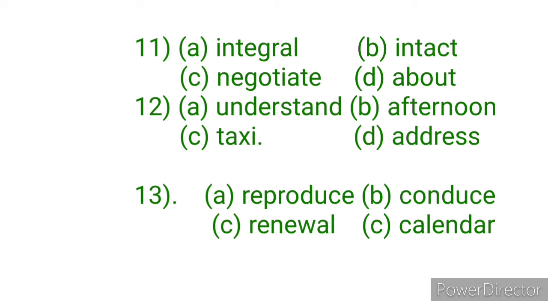Now option C, renewal. The word renewal is from the word new. So re in front of renewal is what? A prefix. You don't stress it. Option D, calendar. Calendar is a name of something. You know what a calendar is. So the stress will go to the first syllable. So this is the correct answer. What I mean is that calendar is a noun, so the stress will go to the first syllable.